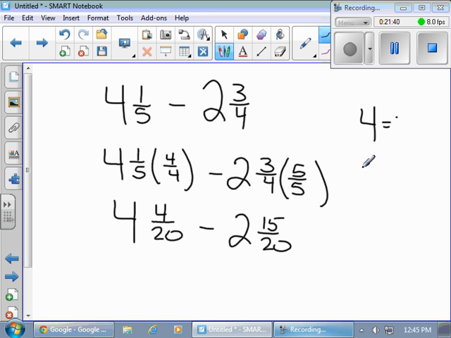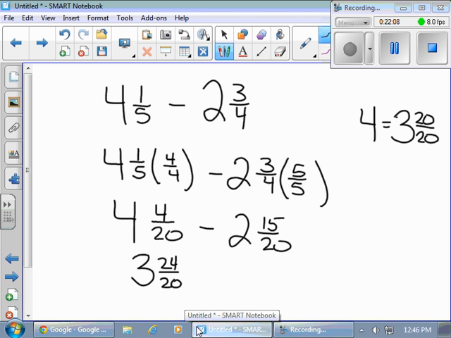Okay, so what is the bottom number of the opposite fraction? 20. Alright, so I would make this look like 3 and 20 over 20, right? Now, I didn't only have a 4, I had 4 and 4/20. So I've got to add this 4 to that 20. So this looks like I have 3 and 24/20.